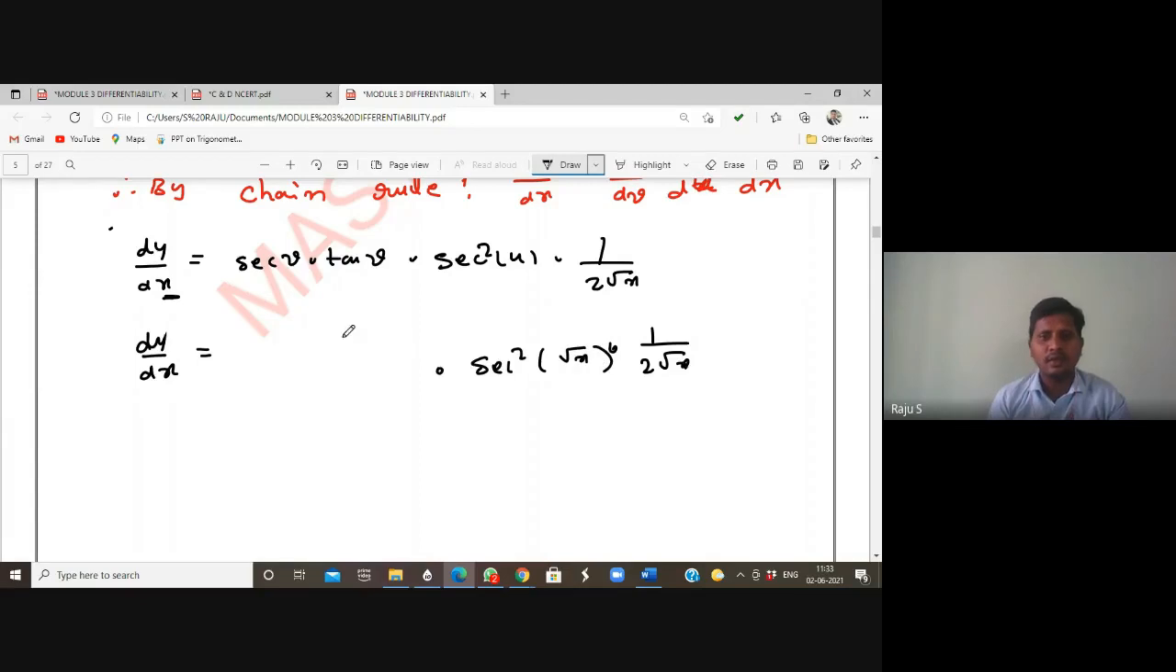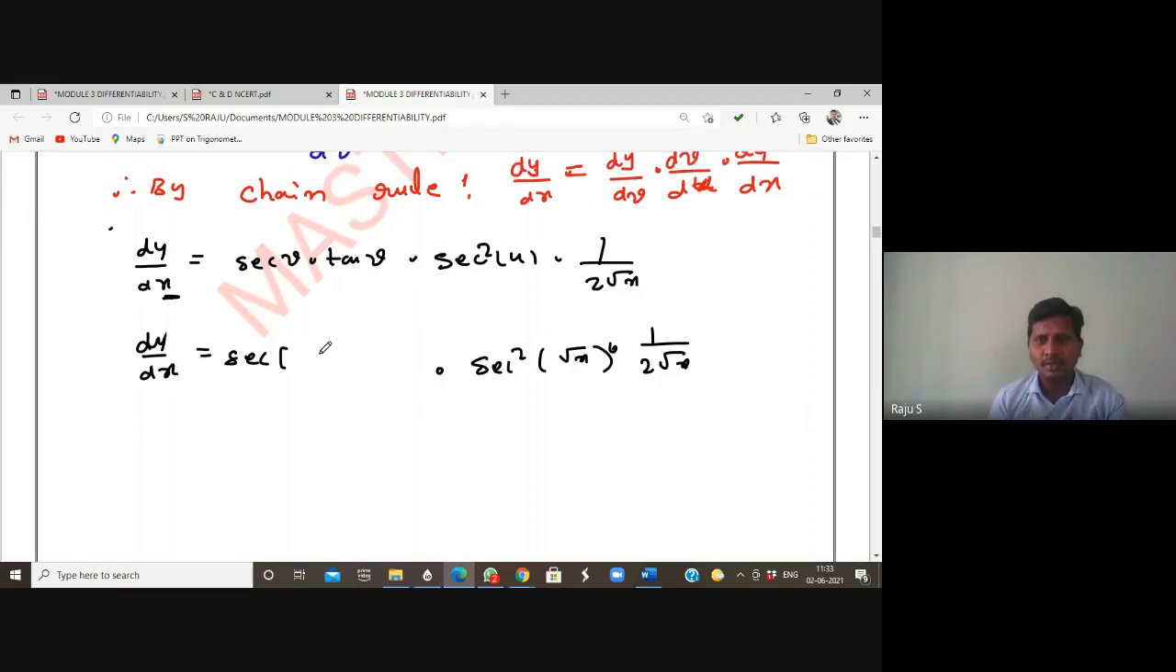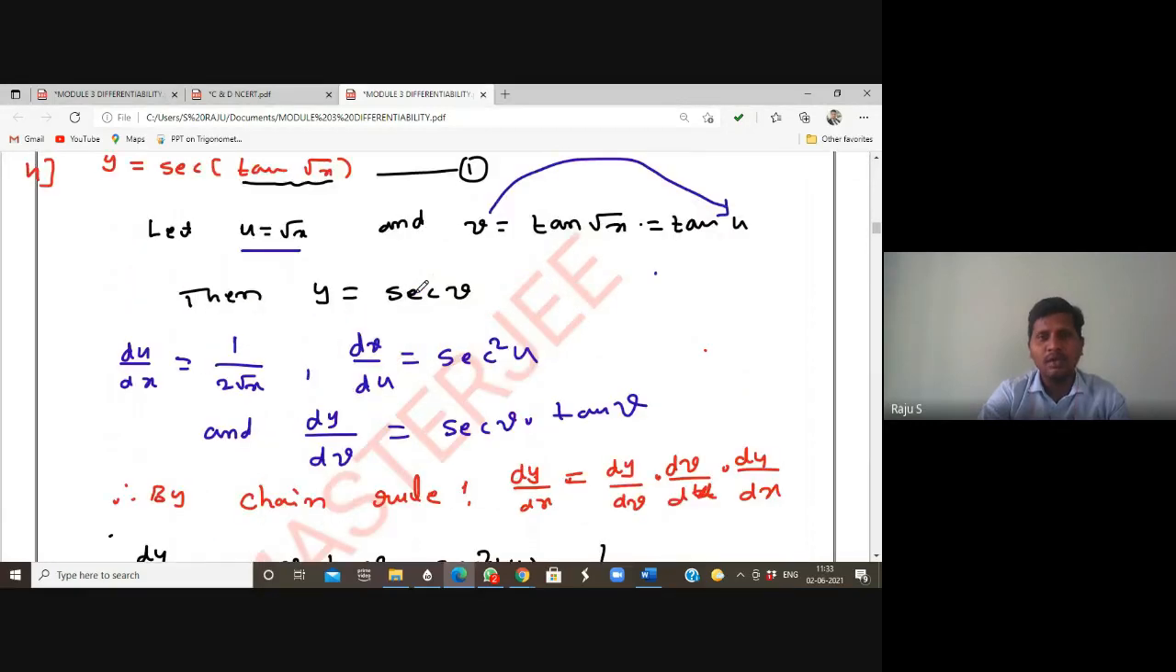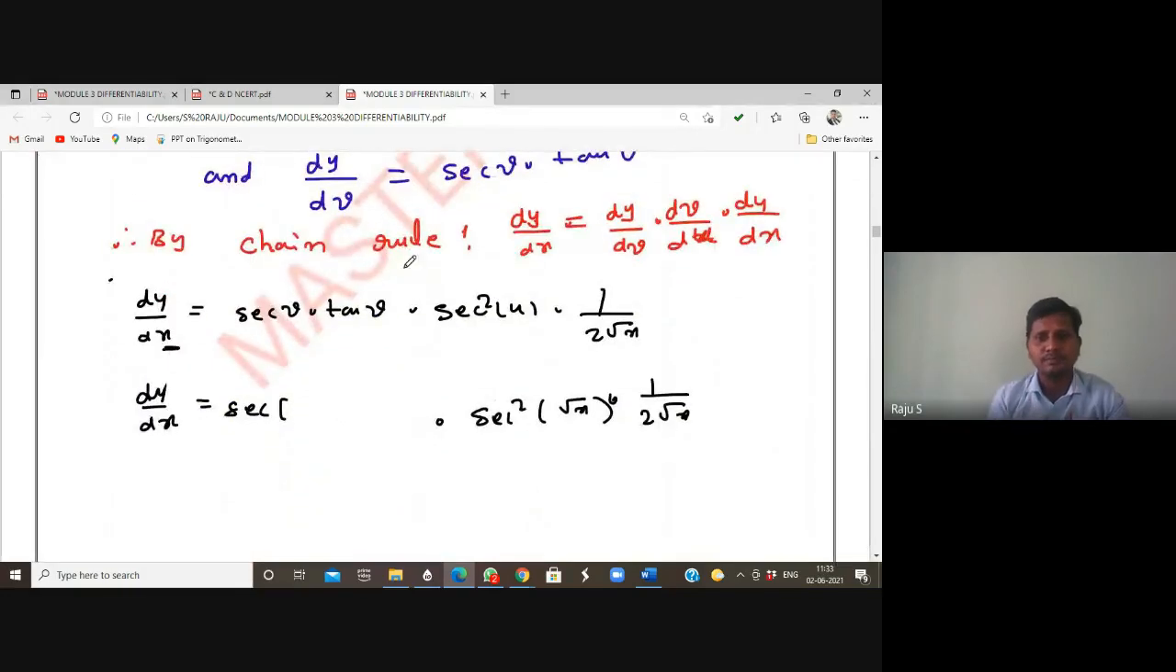Root x. Right, next secant v, nothing but what? Students, in this question, what is v? V means I'm replacing v with tan u. The tan of v is tan u.